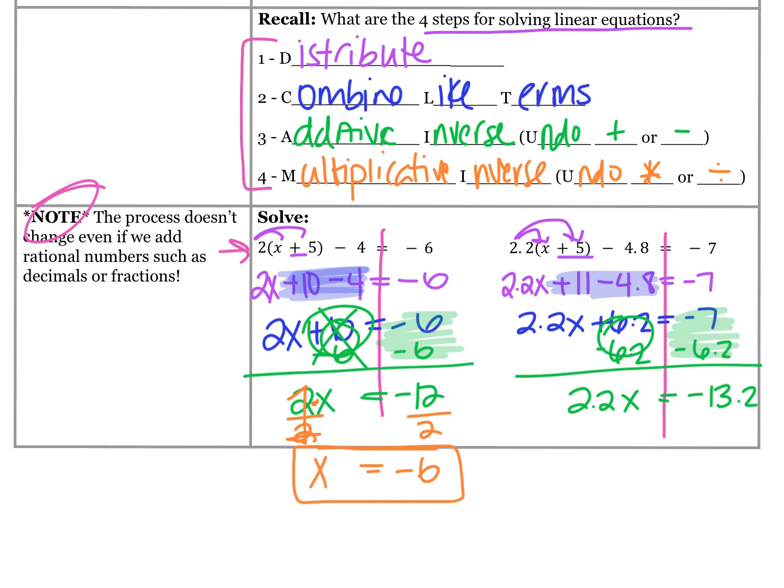And last but not least, using that multiplicative inverse. Over on the left side, we saw it was 2 times x. And over on the right side, we have 2.2 times x. To undo that multiplication, we will divide by 2.2. We have to do that on both sides to keep our balance. We get 1x over here. And on the other side, we end up with negative 6 once again. So we had 2 different problems. They followed the same process, and coincidentally, we got the same answer both times.